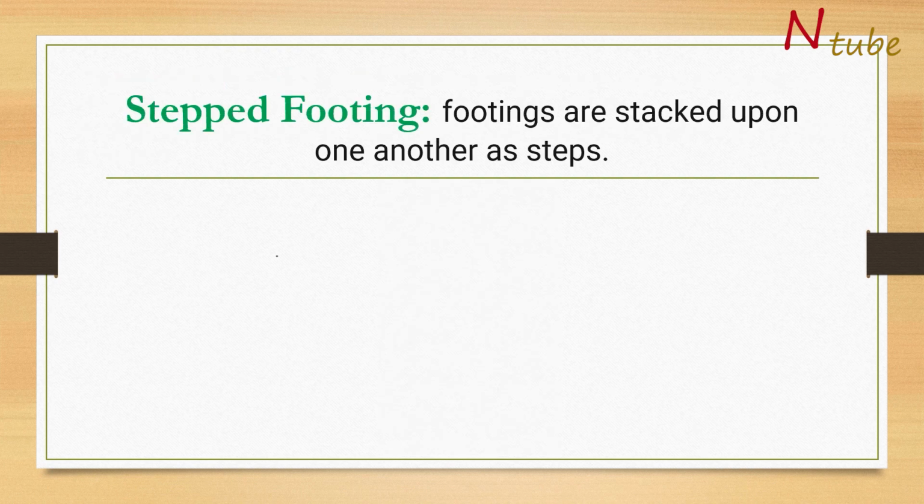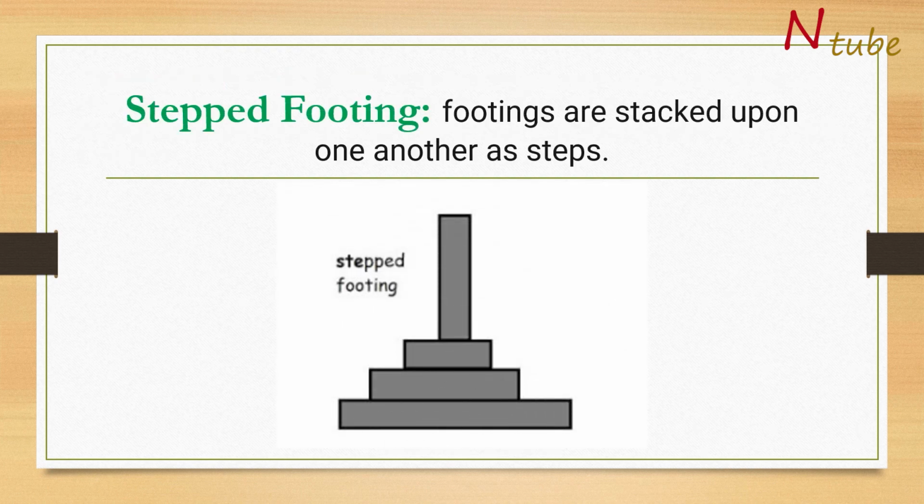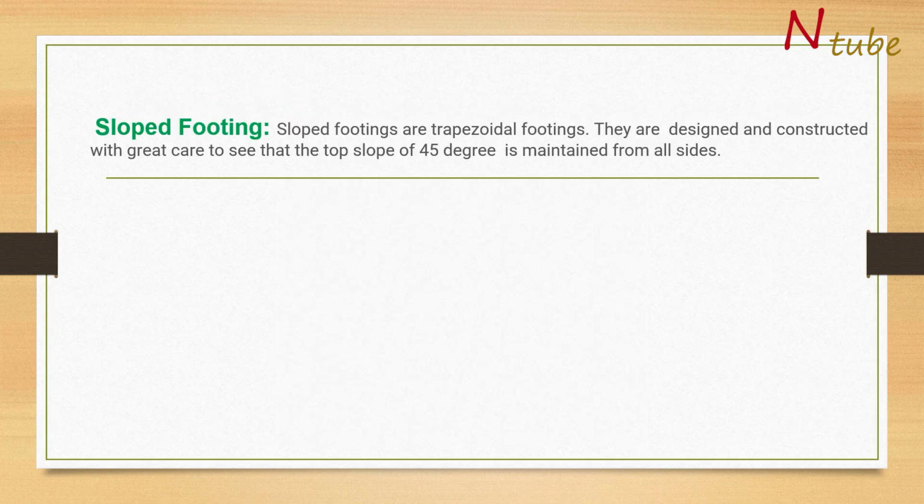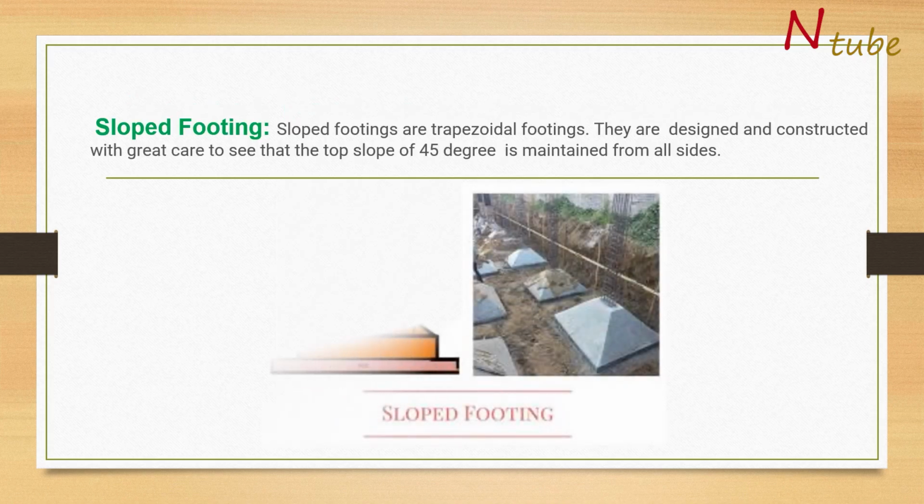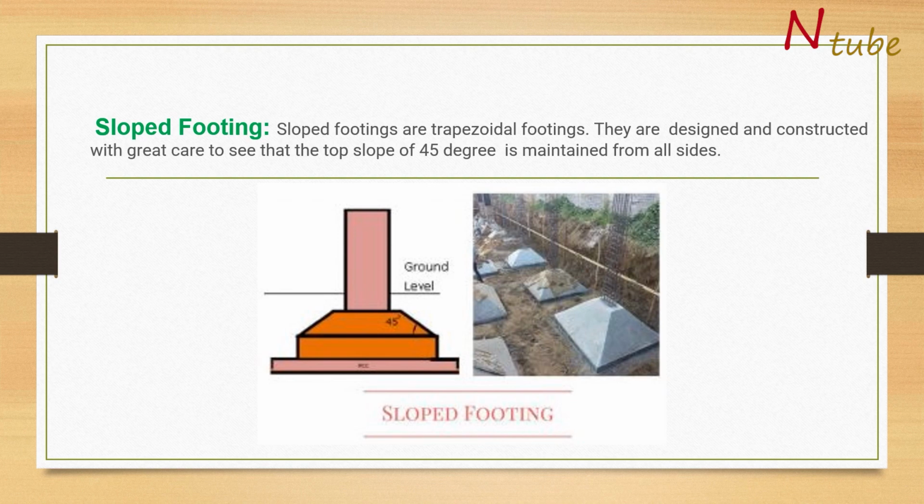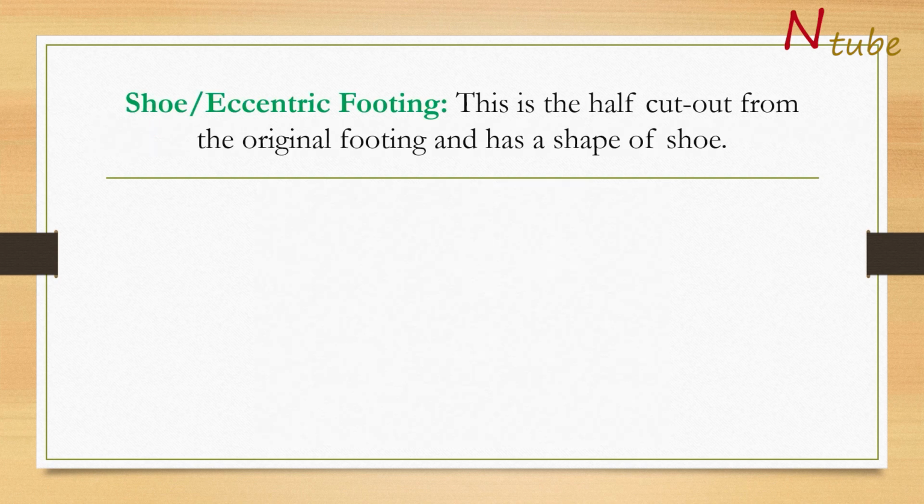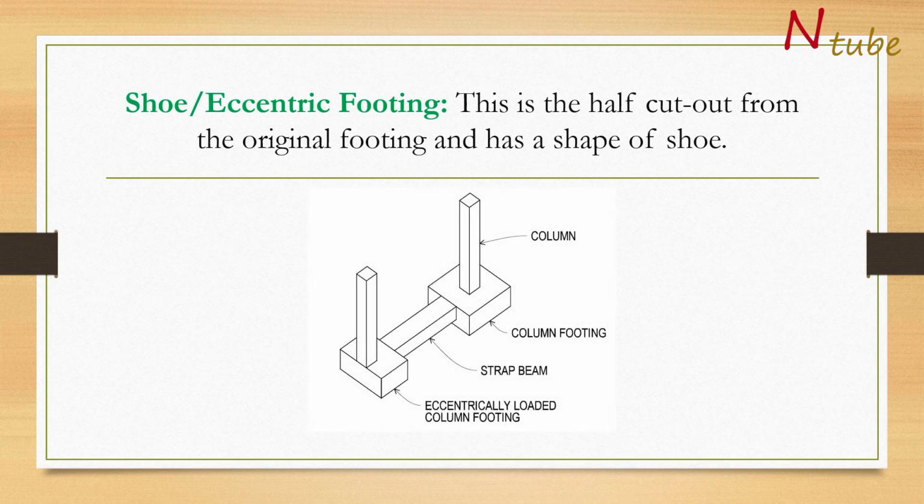Stepped footing. Footings are stacked upon one another as steps. Sloped footing. Sloped footings are trapezoidal footings. They are designed and constructed with great care to see that the top slope of 45 degrees is maintained from all sides. Shoe or eccentric footing. This is the half cut out from the original footing and has the shape of a shoe.